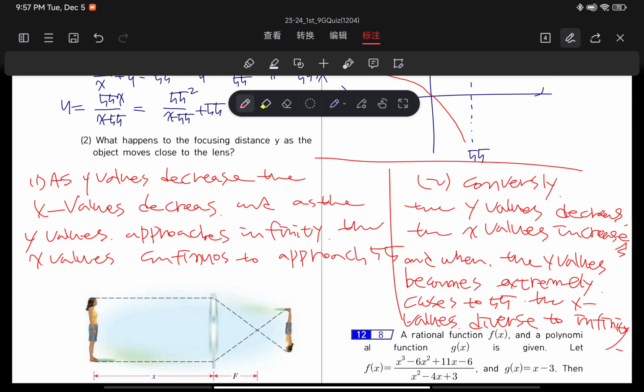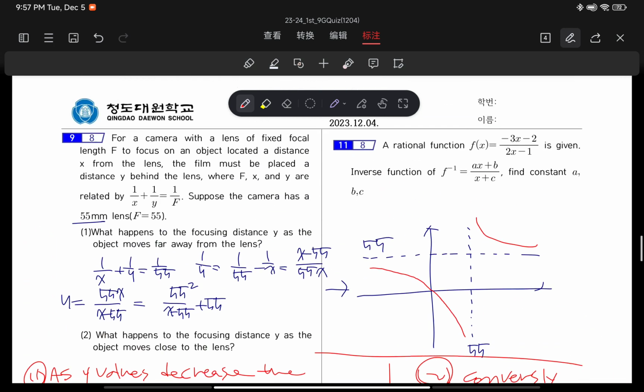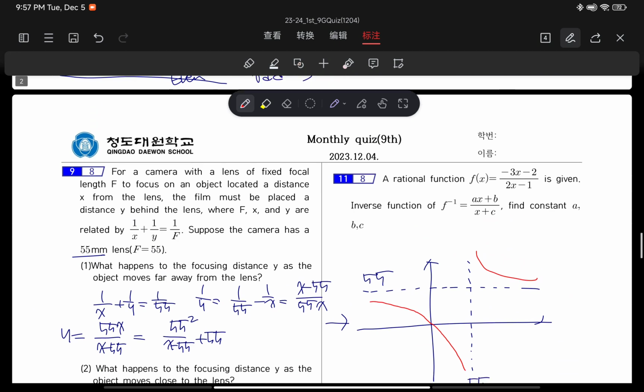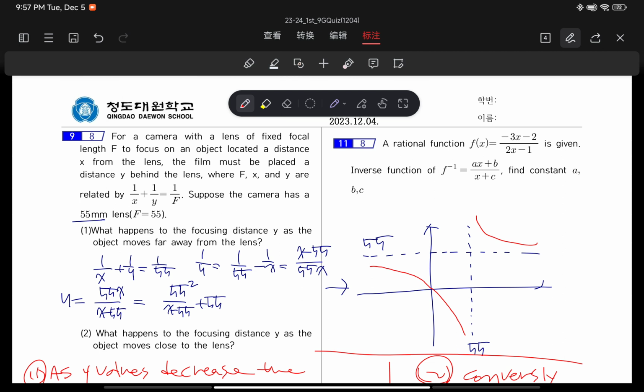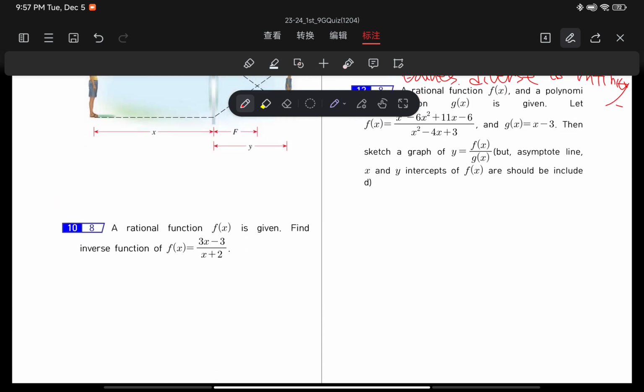Okay, this is number one's answer, this is number two's answer. Actually, you do not need to follow my answer. These are just some examples of the equation. Anyway, x and y are inverse proportions. Y is in inverse proportion to x. That is just one of the example answers. Anyway, number 10.